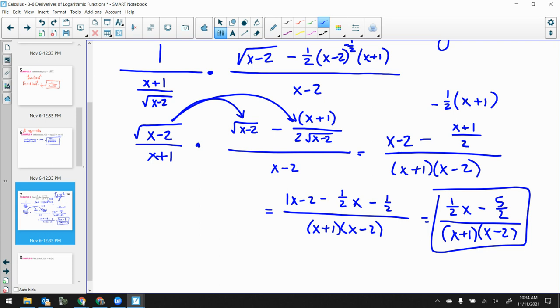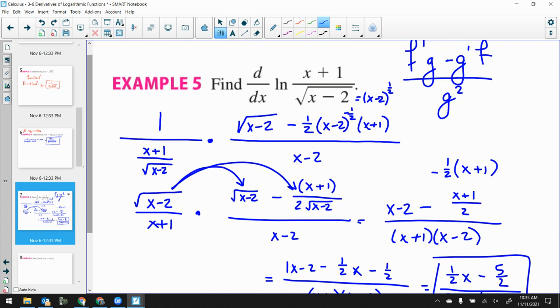I got to be honest. On your tests and quizzes, I'm really lenient about where you stop. And here's the reason. I don't know, maybe other teachers would disagree with me, but what's the calculus part about this? The calculus part stops right here, right? And that's really what I'm trying to get you to learn.